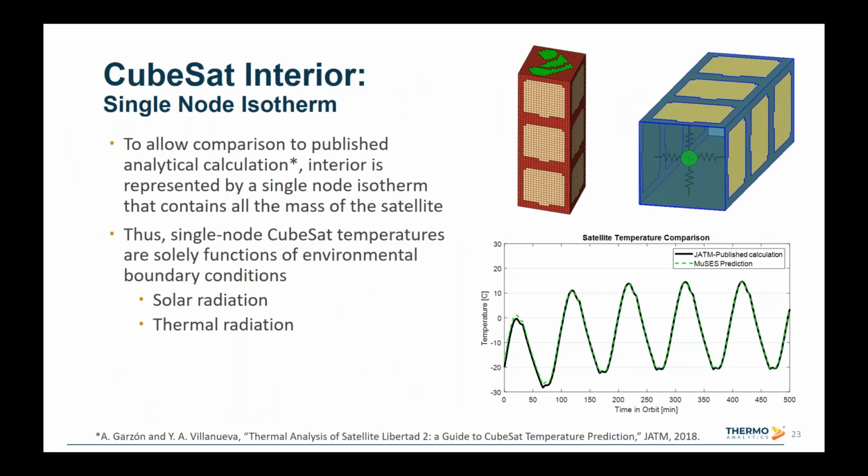The cartoon that I'm showing in the upper right has a single node inside the satellite, and that's what was assumed by that publication: a single node satellite. The faces of the cube are being used to gather the boundary conditions for the energy balance that's being computed on the single node, which is like a 1 kilogram lump capacitance on the inside of this CubeSat. In the graph in the lower right, the black is the published result and the green is the temperature prediction by MuSES.